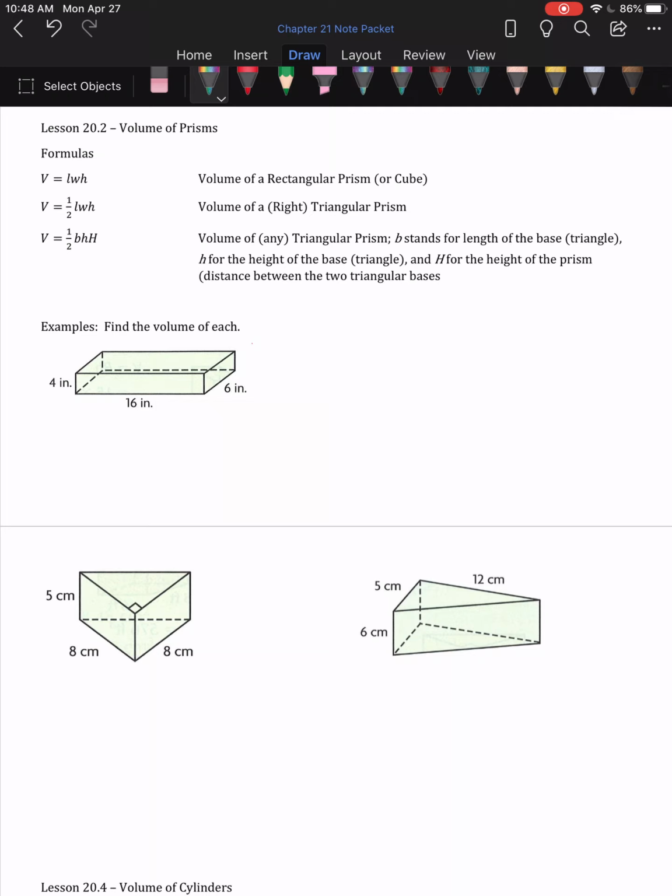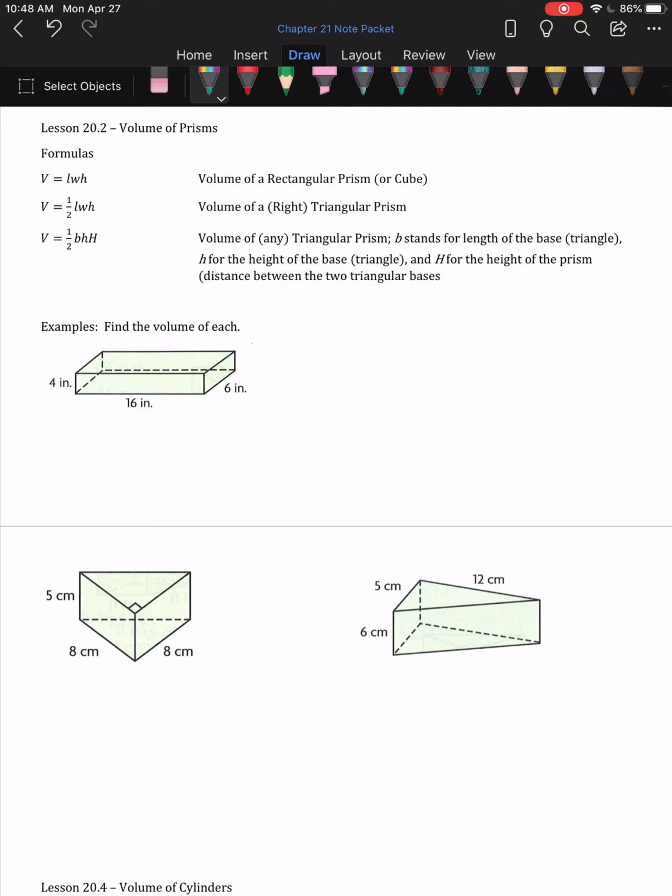But this year I can really simplify this for you. If you have a prism, which means there's no round parts, multiply the 3 numbers together. If it's a triangular prism, which means you see a triangle, then divide that number by 2. That's it. It is that simple. So this video will be pretty short.